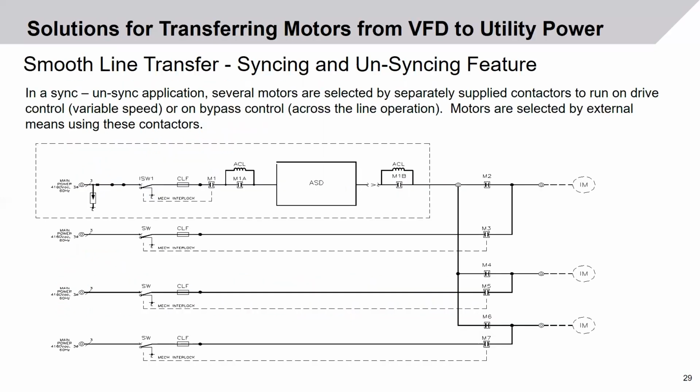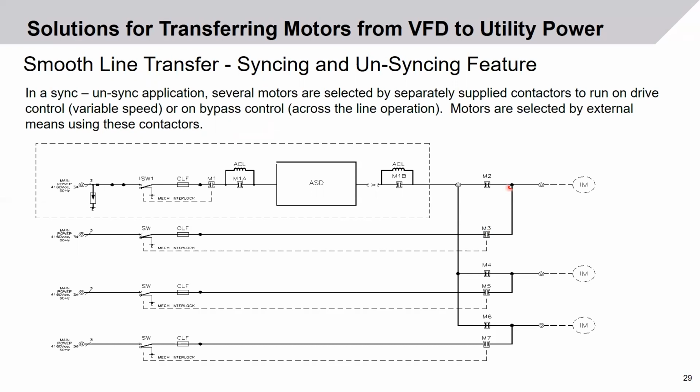Other means of controlling motors include smooth line transfer. This is a syncing and unsyncing feature, which allows a motor to be brought up on a variable speed drive, soft starting the motor, and then through a contactor arrangement, enabling that motor to be transferred from the drive to the line. So as you can see in this diagram, we would bring the first motor up on contactor M2.